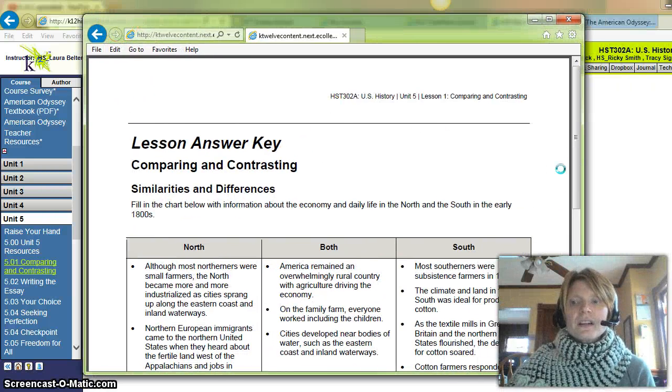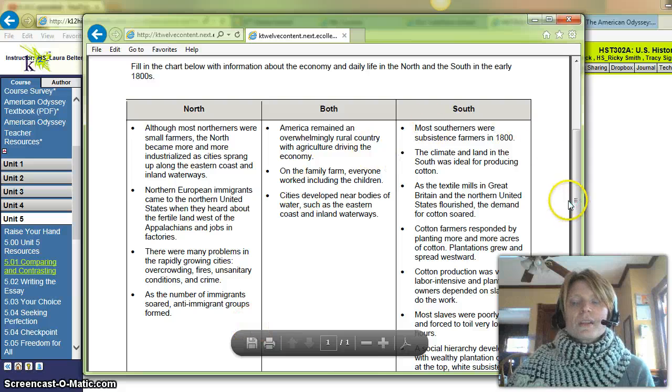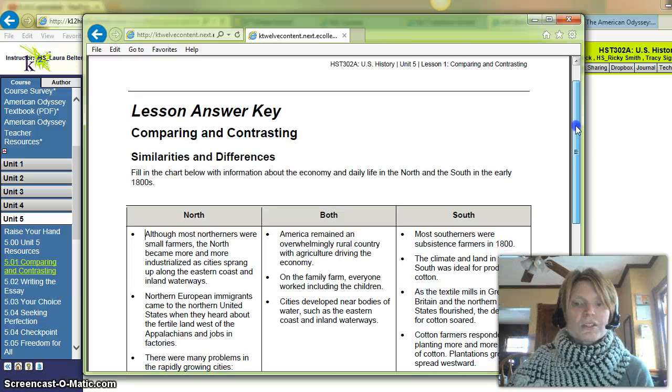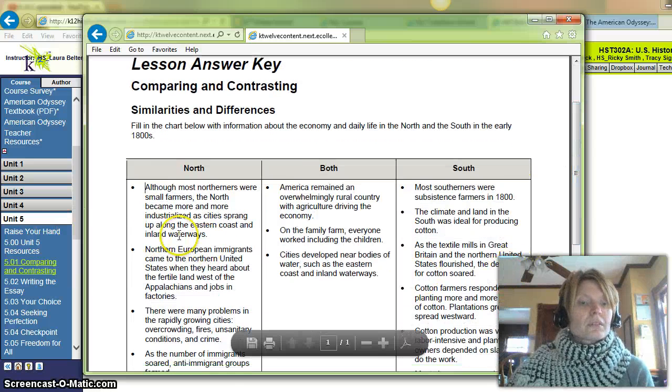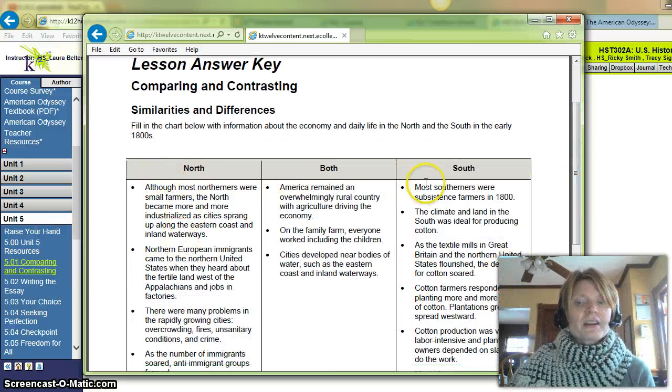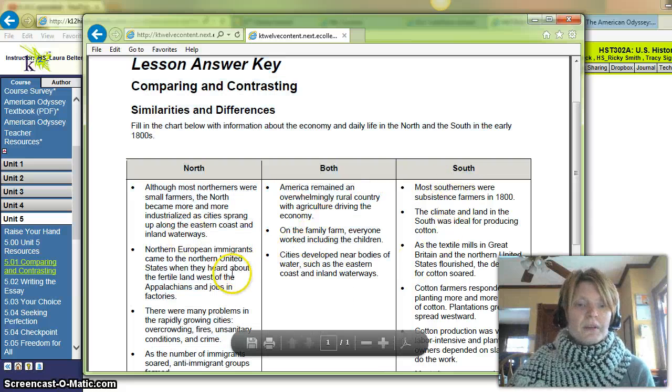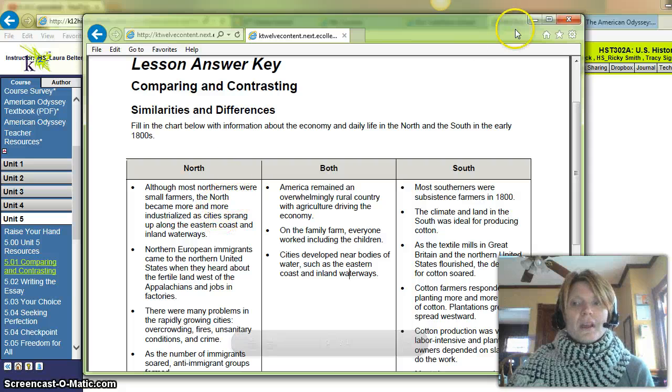So the daily life and economy in the North and the South, comparing and contrasting. So here is the similarities and differences sheet. Please use this to help you look at the common factors between both of the areas and the differences between both. And now you have to put them together into an essay.